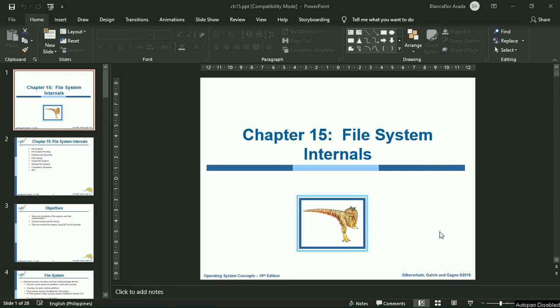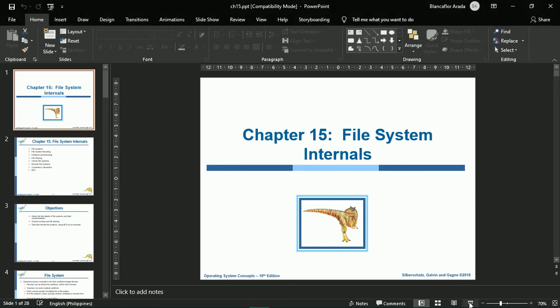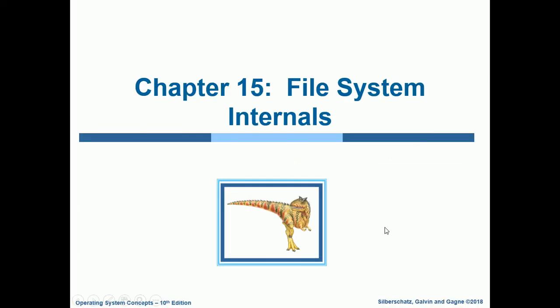So we're already in chapter 15, which is all about file system internals. To know more about this topic, let's start our lesson. Again, chapter 15 is all about file system internals.